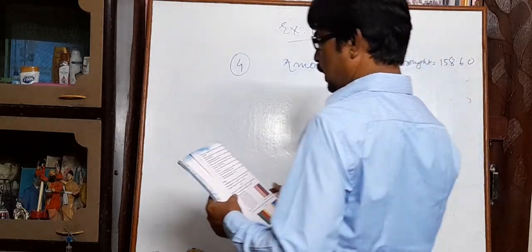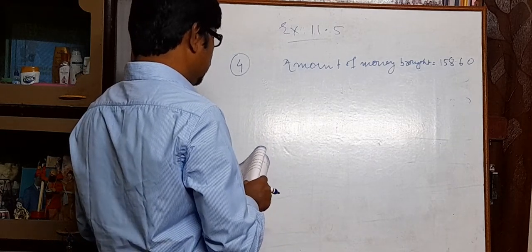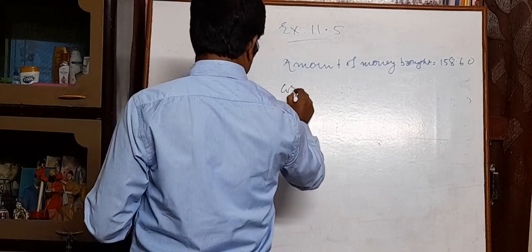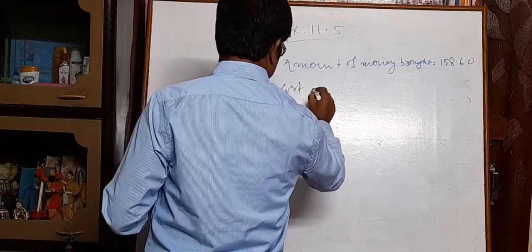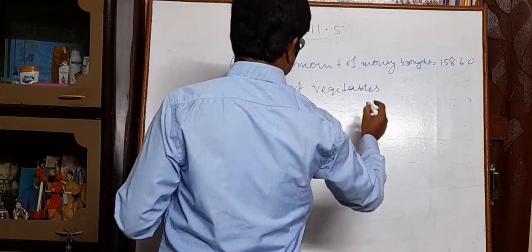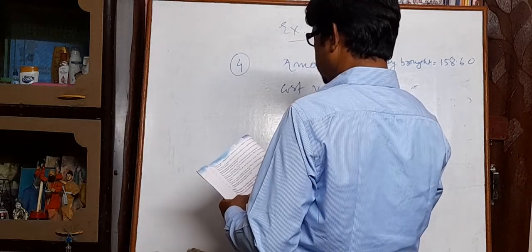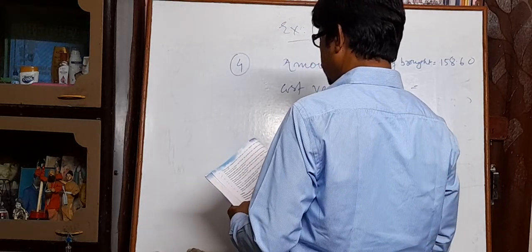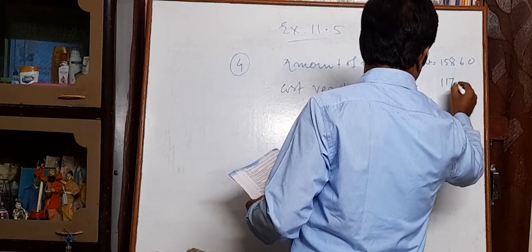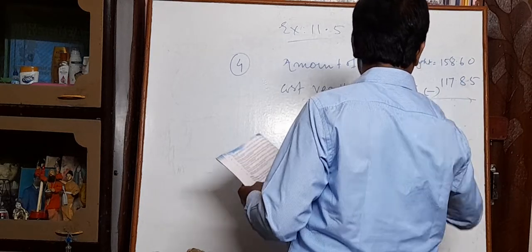Now she purchased some vegetables for rupees this much. So cost of vegetables. What is the cost of vegetables? She spent on vegetables how much? Rupees 117.85. Okay, this much money she has spent.